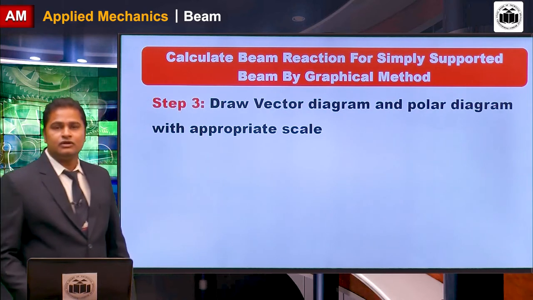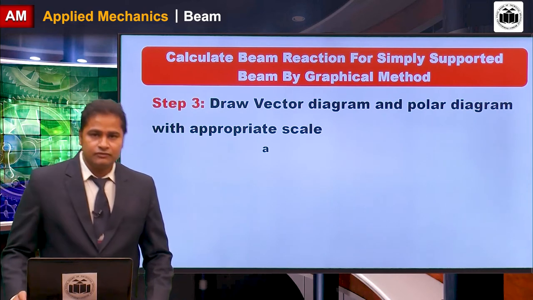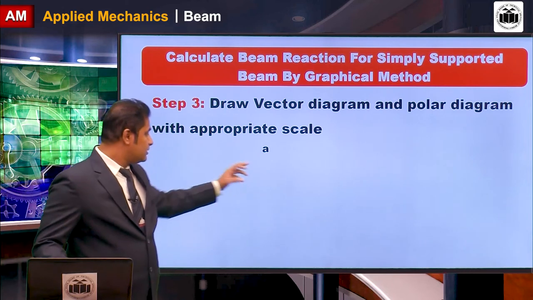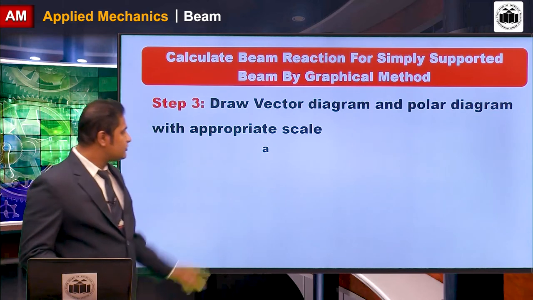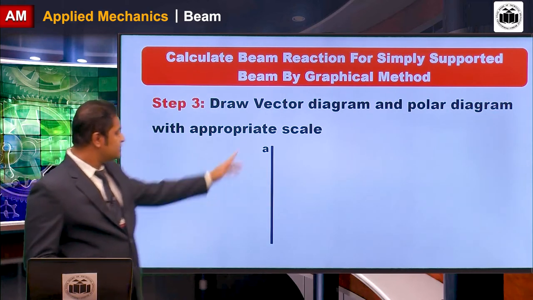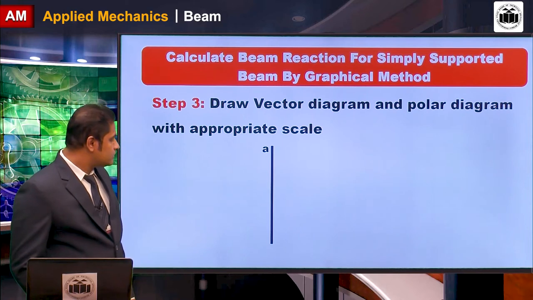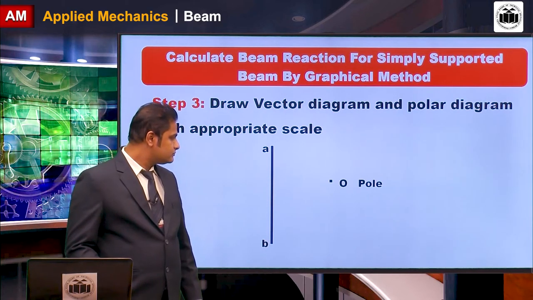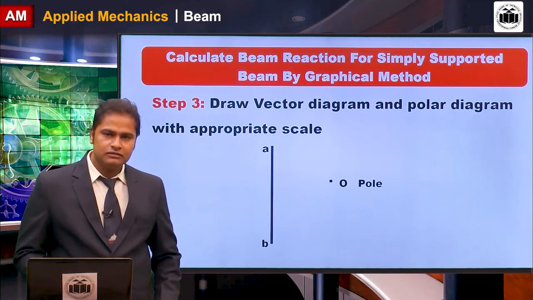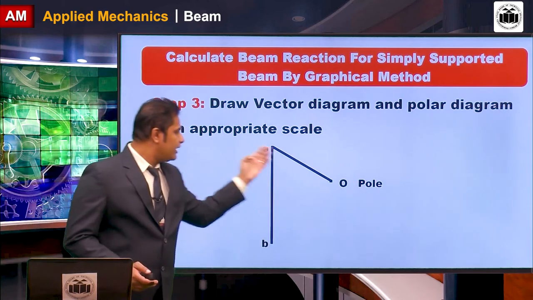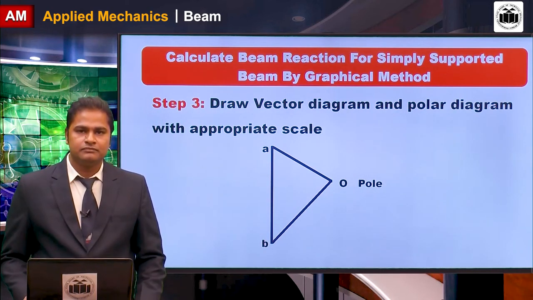Step 3, draw the vector diagram and polar diagram with appropriate scale. First of all, take the A point, with region A and region B reflected exactly over here. Take the A point and draw this line. This line indicates the intensity of W, and mark a B point. Then take O, the pole point, anywhere on the right side of that particular line, and join OA and OB. This is the vector diagram.